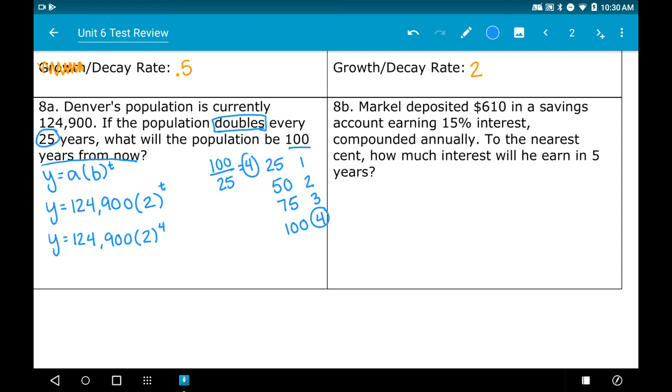Now if we put that in our calculator, you will get y equals 1,998,400. So that would be the population of Denver after 100 years. So anytime it doesn't have a percent, you are not adding or subtracting 1.